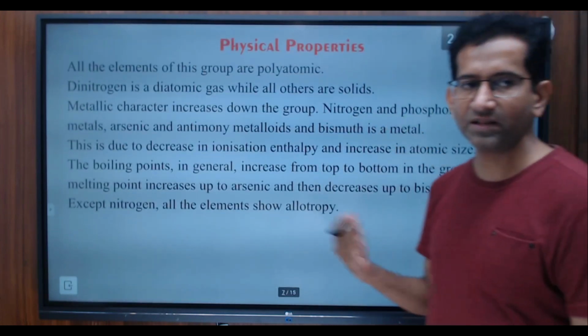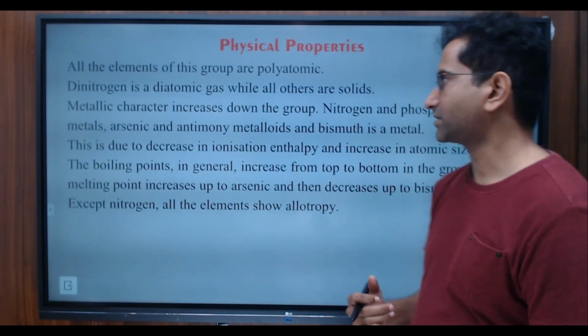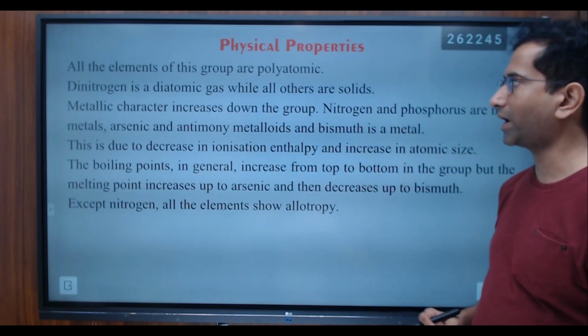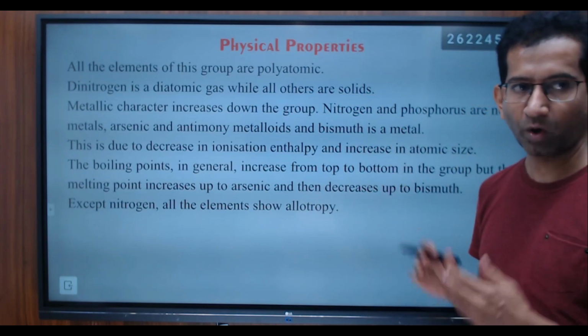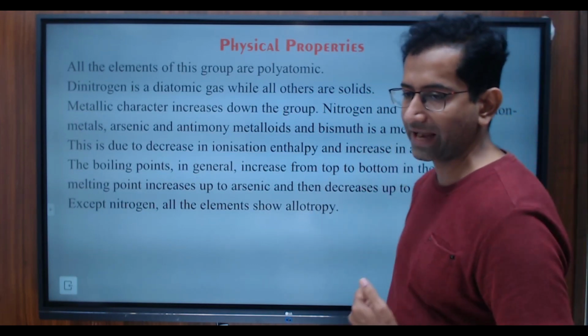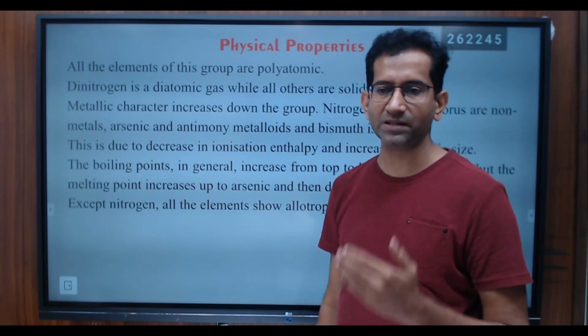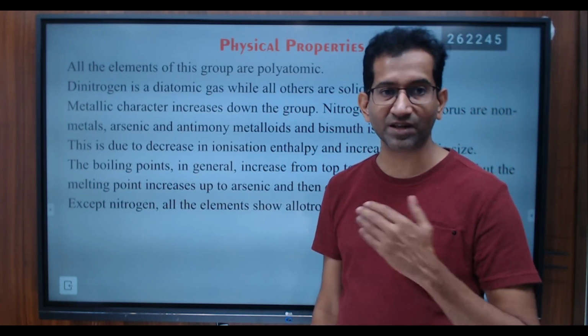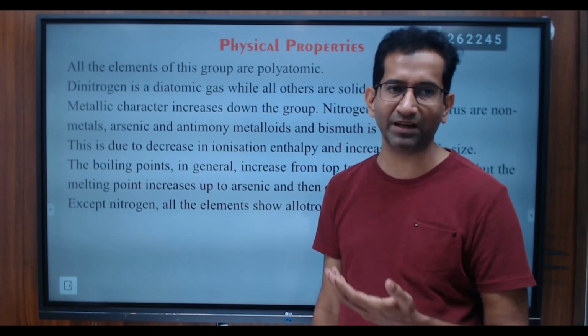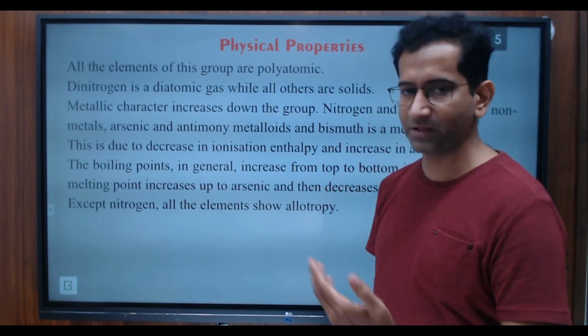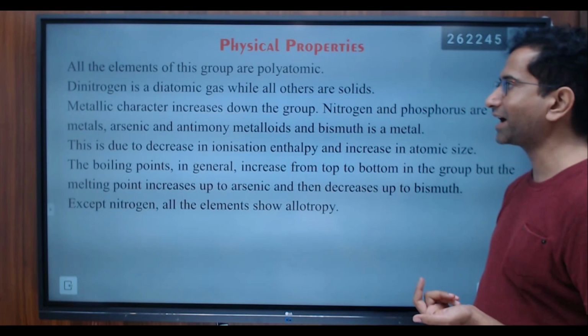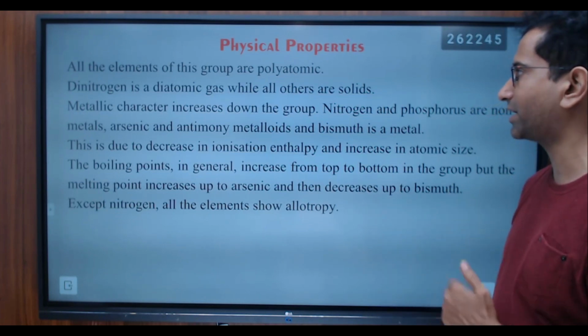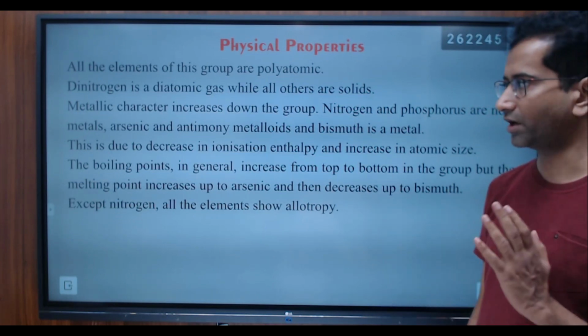Now we'll take the general physical properties of these elements. All the elements of this group are polyatomic. Nitrogen exists as N2, and phosphorus, arsenic, antimony generally are tetraatomic, and bismuth being a metal, we should not discuss bismuth in this case. Dinitrogen is a diatomic gas, while all others are solids.